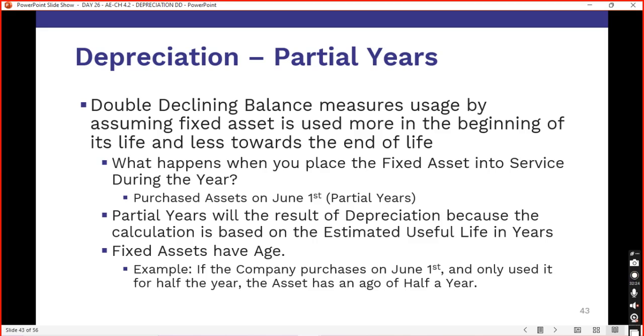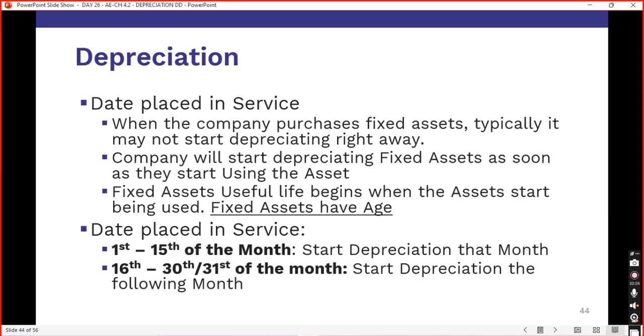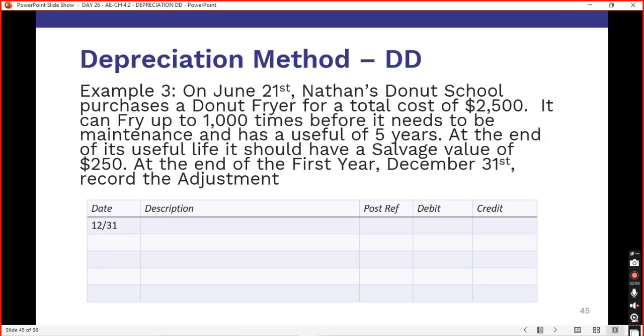Okay? So again, let's take a look at this example here. We are going to need to utilize that strategy where we said if you place it within the first 15 days, that is more than 50% of the month. And if you put it in place in the last 15 days of the month, you're better off depreciating in the next month. Okay, so let's go ahead and take a look at this example.